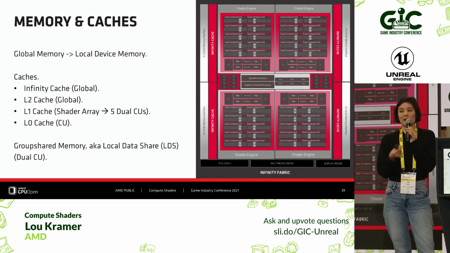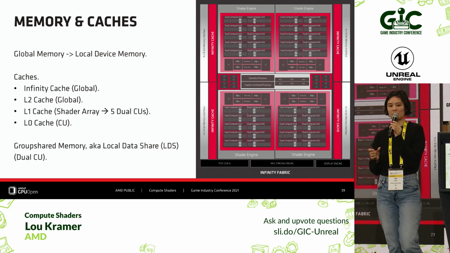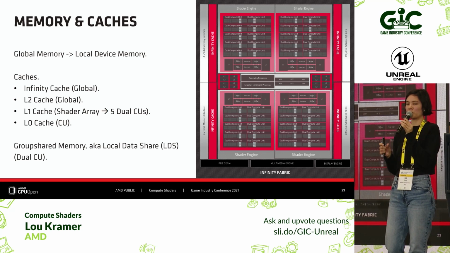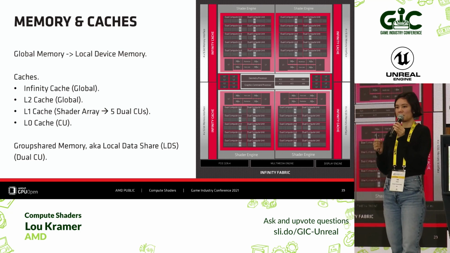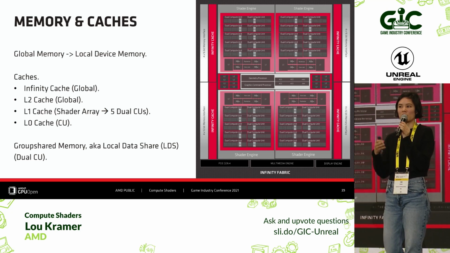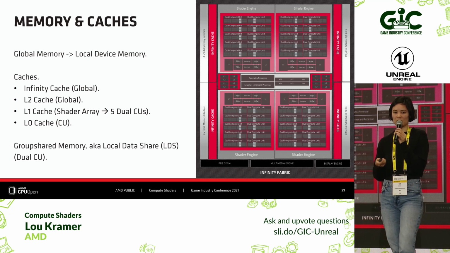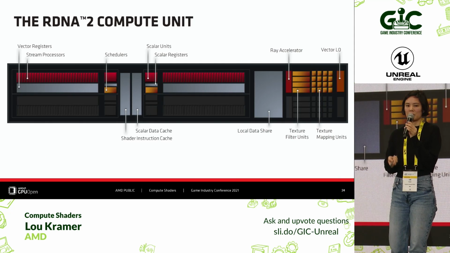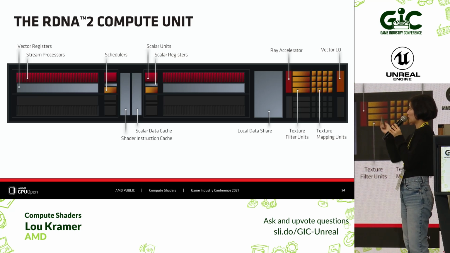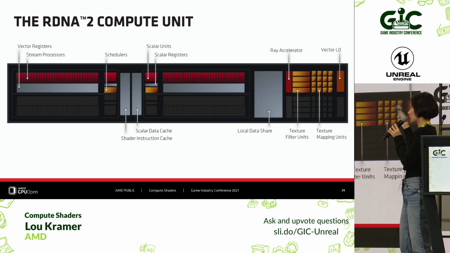And then we also have group shared memory. It's a special type of memory which sits on the dual compute unit, and it's explicitly accessible to you as a programmer when you write compute shaders. I will talk about what it is and what you can do with it in a later slide. But let's look at the compute unit. It says compute unit because it only highlights half of a dual compute unit.